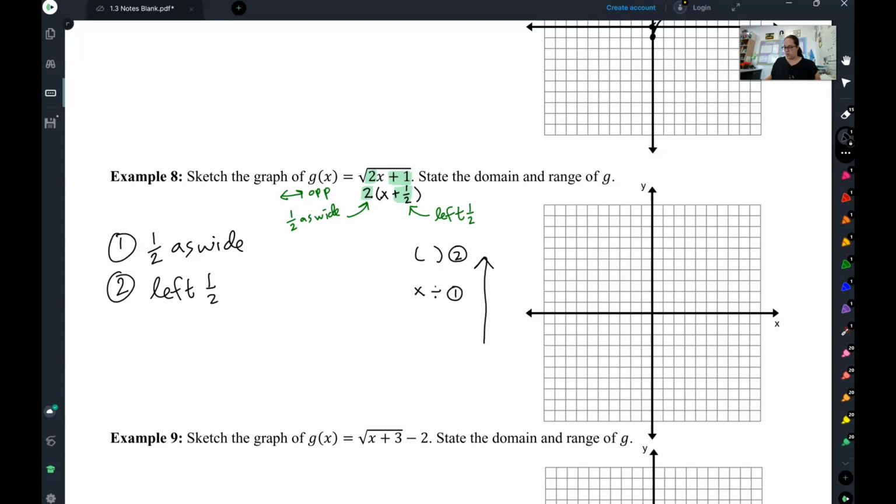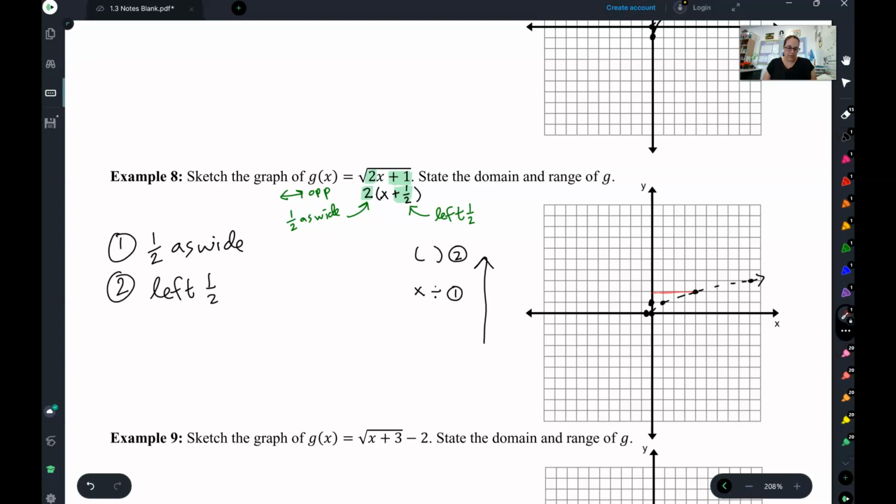So, we've got our original parent function. Here's our square root. And I want to take half as wide and then left 1/2. So this one doesn't need to go half as wide, it's at the origin. However, I can move it left 1/2. This one is 1 wide. So I want to times that by half, make that half as wide, and then move it left 1/2.